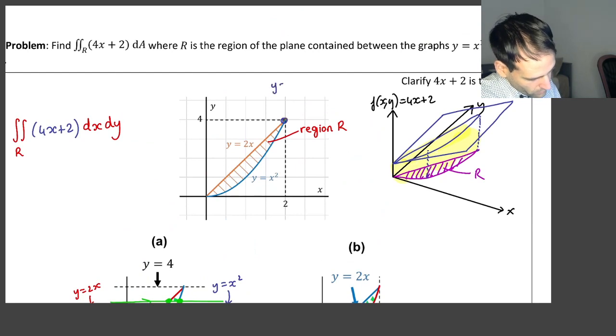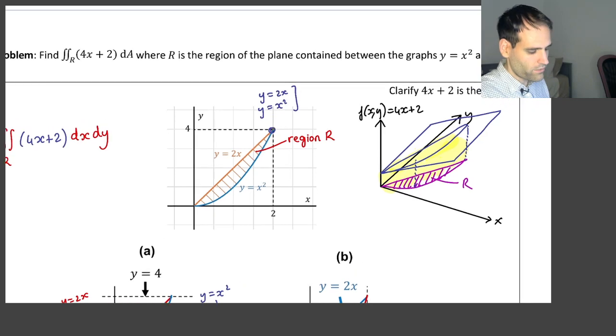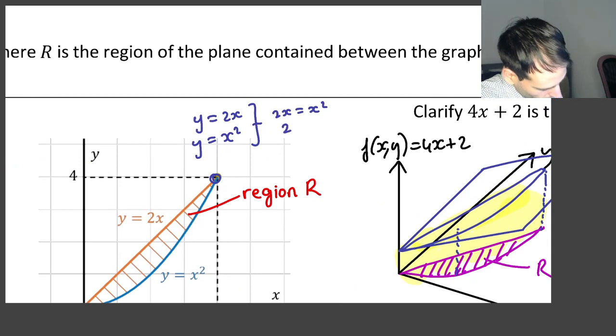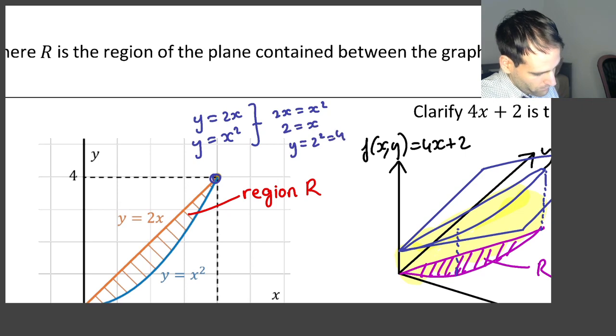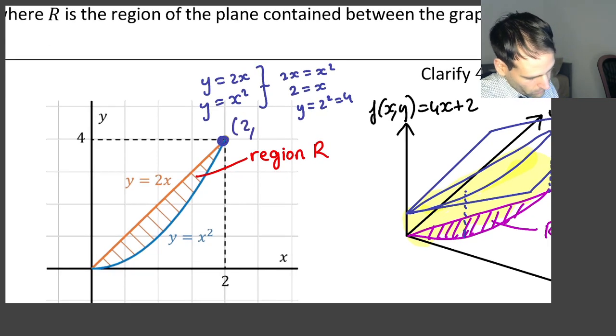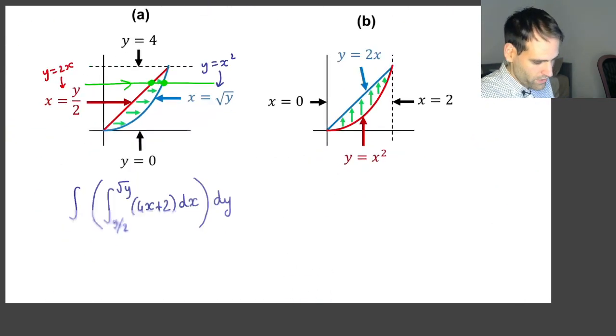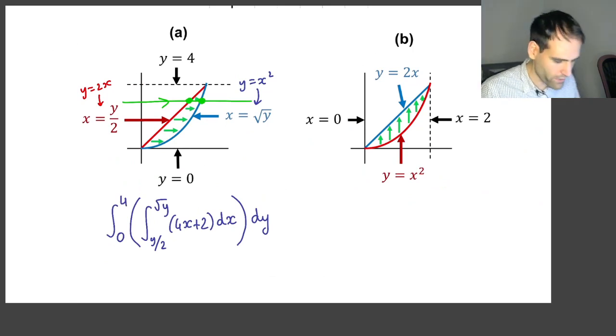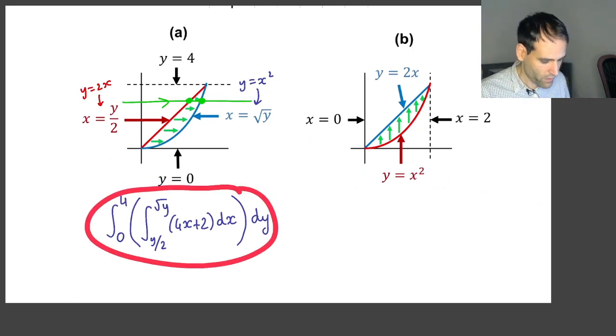So when does the curve y equals 2x intersect with the curve y equals x squared? We need to solve this simultaneous equation. So 2x equals x squared. This means that 2 equals x, which means that y equals 2 squared, which is 4. So this point is the point (2, 4), which means that the upper limit of integration along y is y equals 4. So the integral goes from 0 to 4. Now we are ready to do this integration.